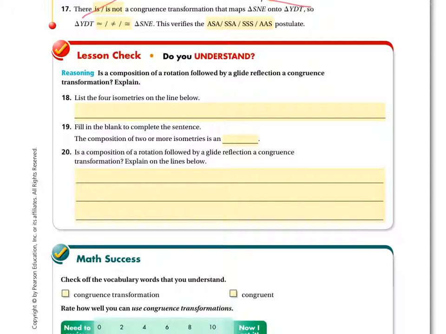Oh, thank you. Okay, so let's answer the questions. What are the 4 isometries? Rotation. Reflection. Translation. They didn't give you a whole lot of room. And glide reflection. So those are your 4. The composition of 2 or more isometries is an? Isometry. It is. Weird but true. Put isometry.